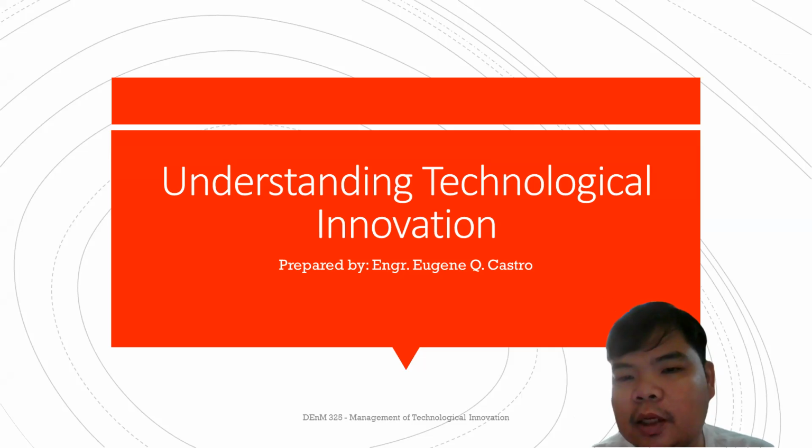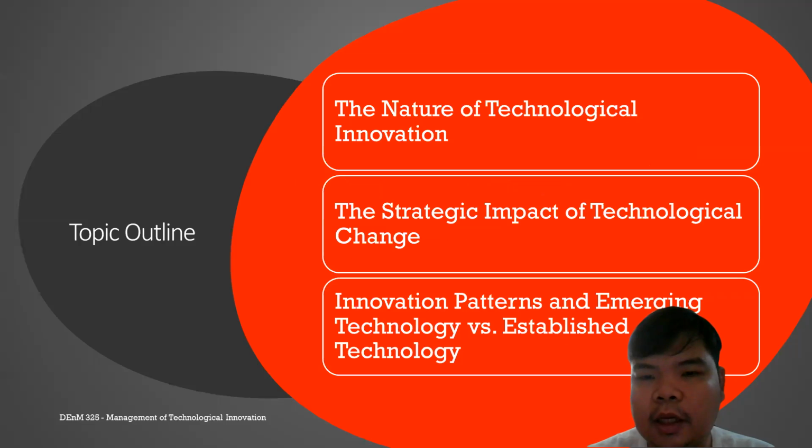The first topic on our subject, Management of Technological Innovation, would be understanding technological innovation. This would be my topic outline. We will be covering the nature of technological innovation, the strategic impact of technological change, and innovation patterns and emerging technology versus established technology.